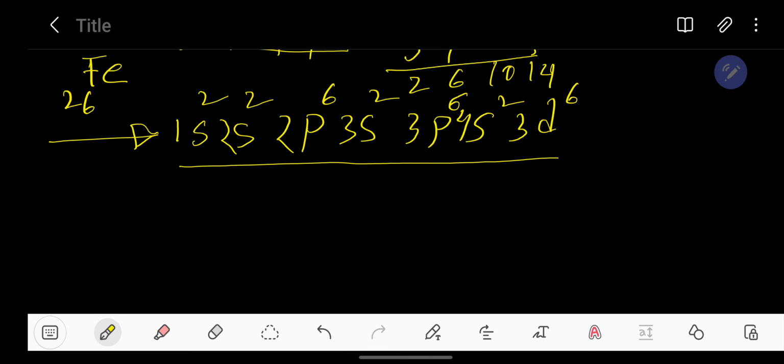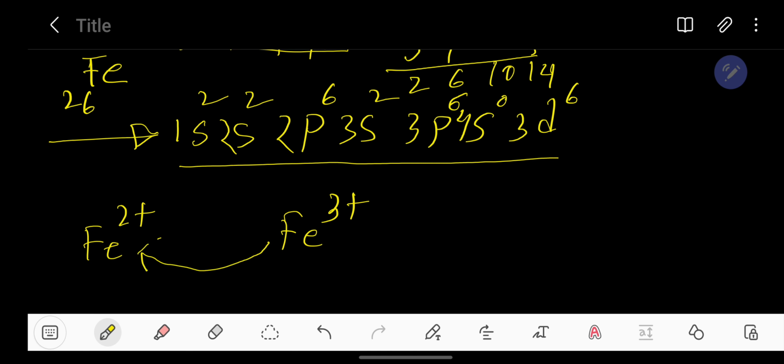And for Fe2+, just remove 2 electrons from 4s2, and for Fe3+ you have to deduct 1 more electron from Fe2+, that will go from the highest energy subshell here. So this is the easy way, right, to write the electron configuration of Fe2+, Fe3+ and Fe.